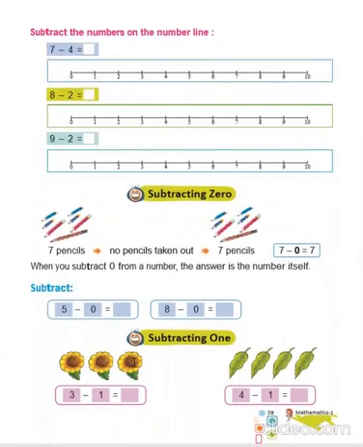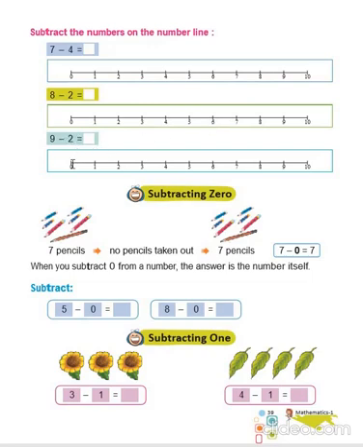Now let's subtract on a number line. 7 minus 4. First we will directly jump to 7. Then we will jump 4 steps backward. 1, 2, 3, 4. What do we get? We get 3. 8 minus 2. First we will directly jump to 8. Then we will jump 2 steps backward. 1, 2. What do we get? We get 6.